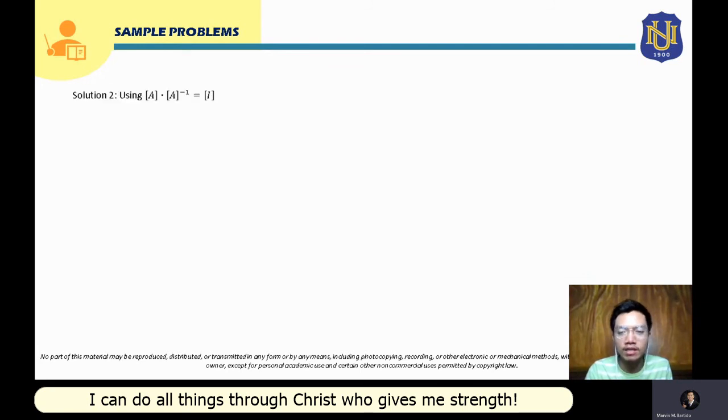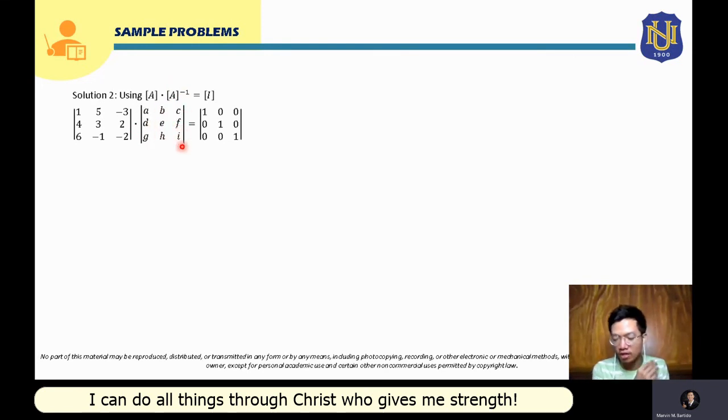Now using solution 2, again, this is A times the inverse of A is equal to I. This will be our formula now. This is our matrix A. And for our inverse matrix, we will assign unknown variables here that will represent the elements of our inverse matrix of A. So we will assign A, B, C, D, E, F, G, H, I as the unknown elements. These are the quantities that we are going to solve for the inverse of matrix A.